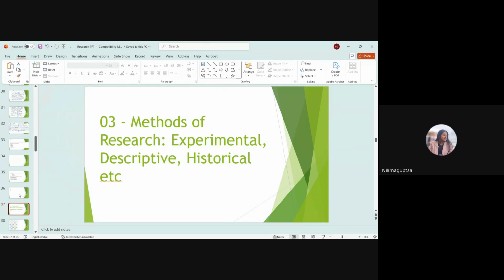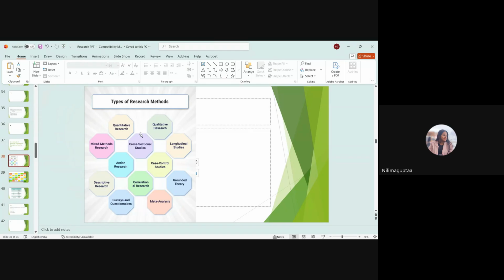Now, moving forward, that is with the methods of research. We have many methods of research. To let you know, certain methods and types of research are sometimes overlapping. Basically, types of research are this research that you see. Methods will be your interviews, surveys, case studies.